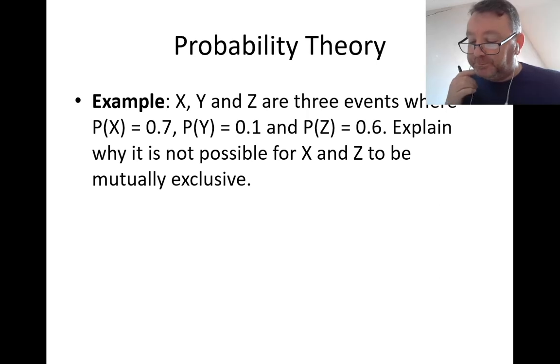So let's take a look at this. X, Y, and Z are 3 events where P(X) is 0.7, P(Y) is 0.1, and P(Z) is 0.6, P standing for the probability. Explain why it is not possible for X and Z to be mutually exclusive.